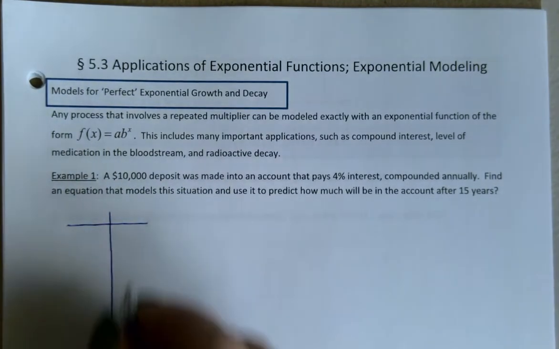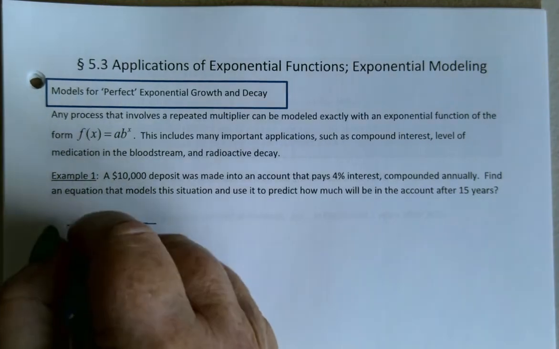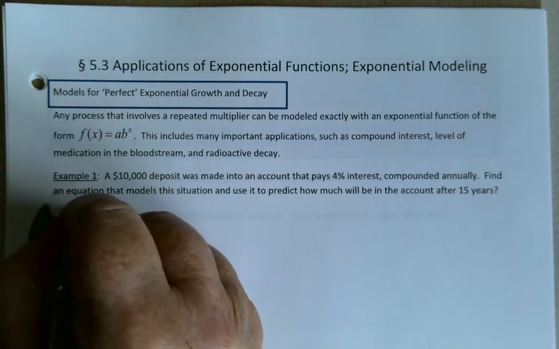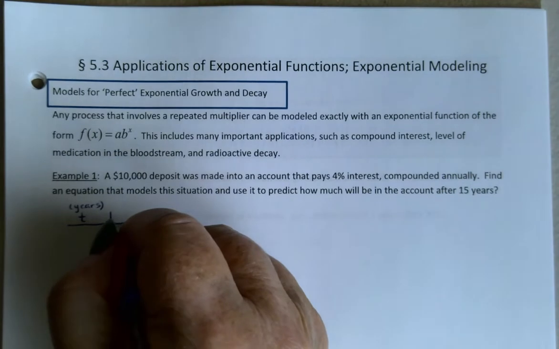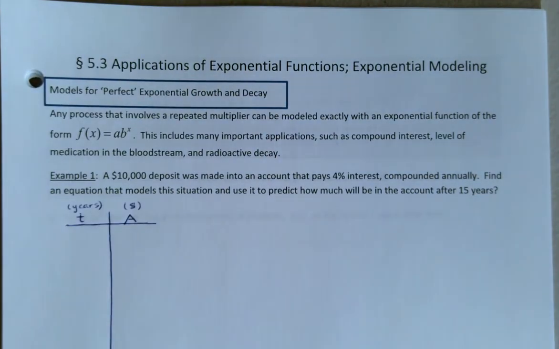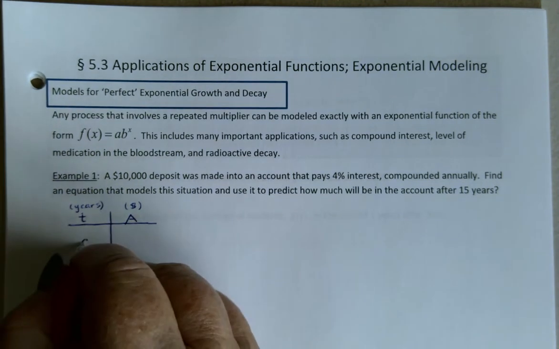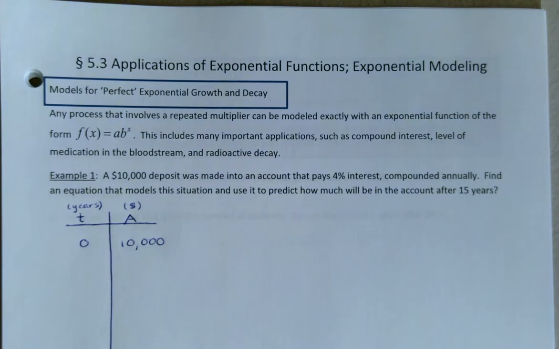All right, I'm going to go ahead and create a little table of values. And this is a really common strategy that I use. If I'm not given a table of values, creating one can be helpful. So I'm going to let my input here be my time in years. And I'm going to let my output be A, the amount in the account, which would be in dollars. And since we deposited $10,000 at the beginning, I'm going to say at time 0, we have that $10,000.